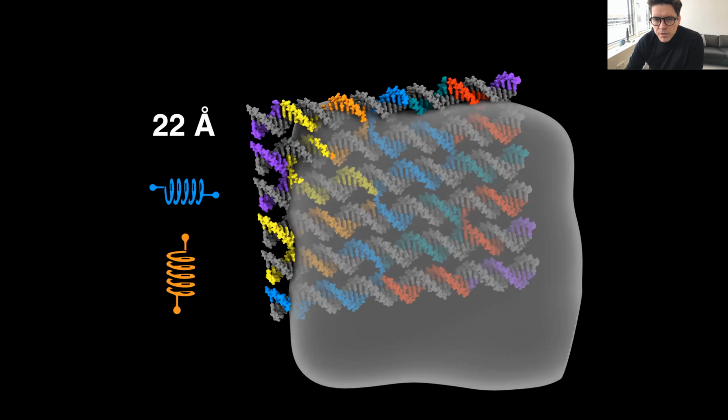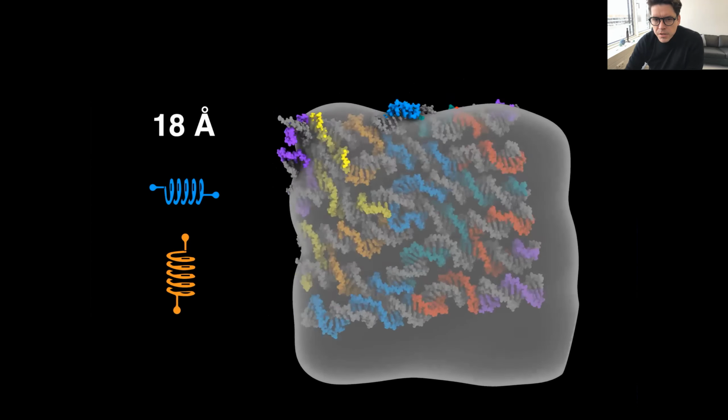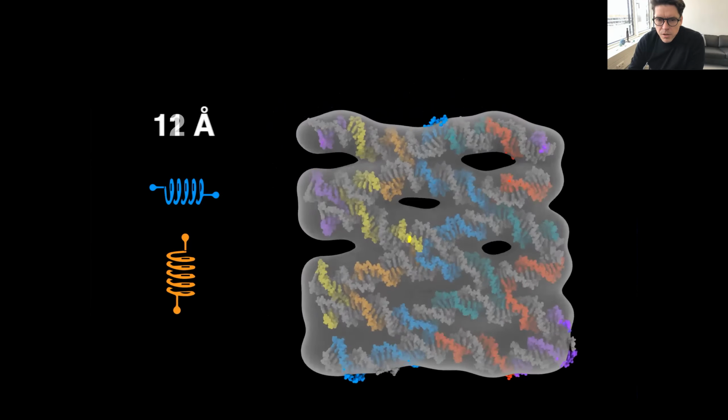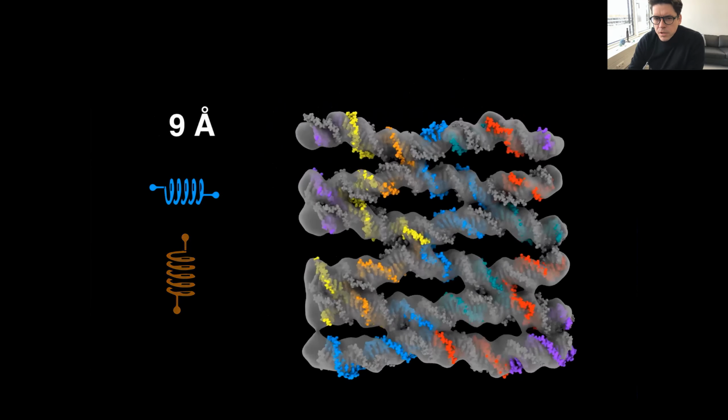So this is how it looks. We call this cascaded relaxation. So at first we have low resolution cryo-EM data, and then we successively increase the resolution of the cryo-EM.